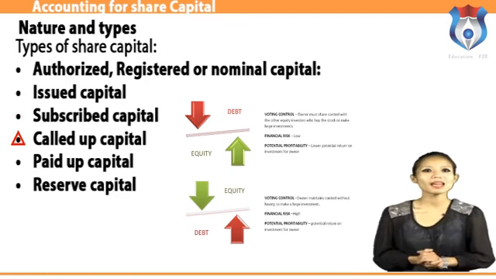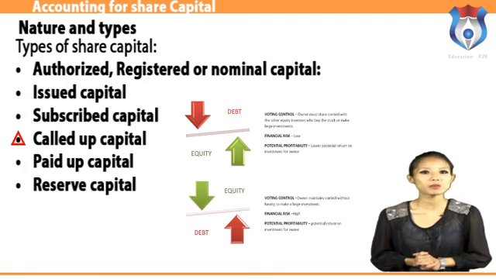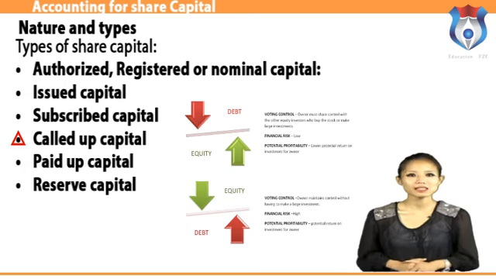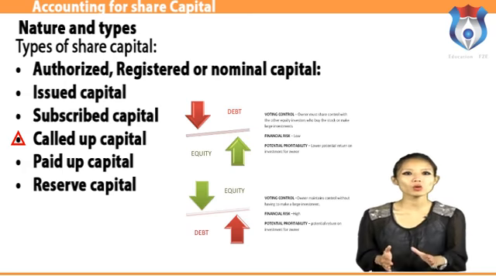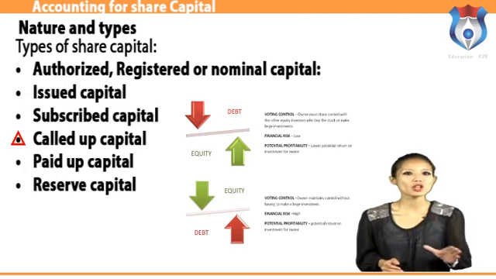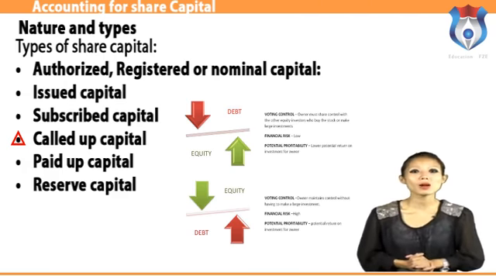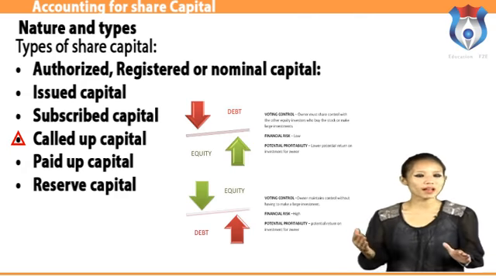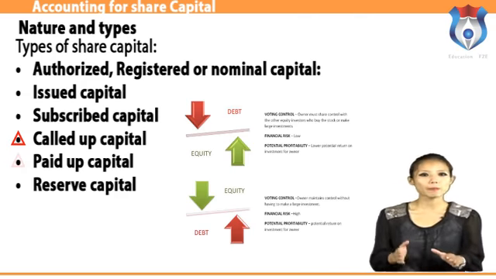Called up capital. In some jurisdictions, a company is permitted to ask for only part of the total issued capital. That is, the company will require shareholders to pay only part of the amount of the shares they hold and not to pay fully. The partial amount so asked by the company from the shareholders out of the total value of a share is called called up capital.